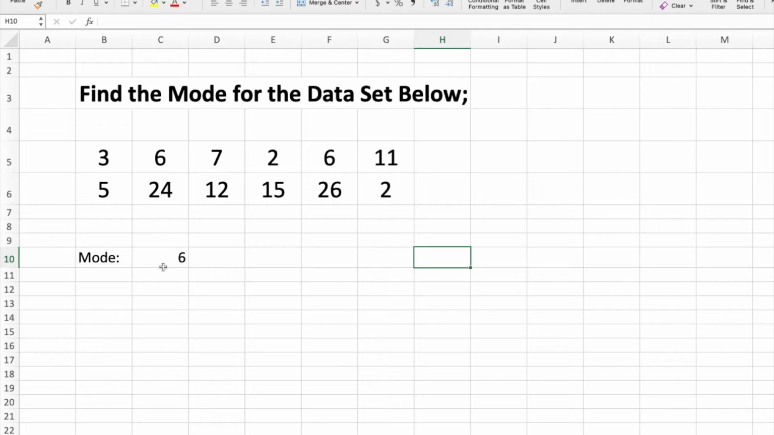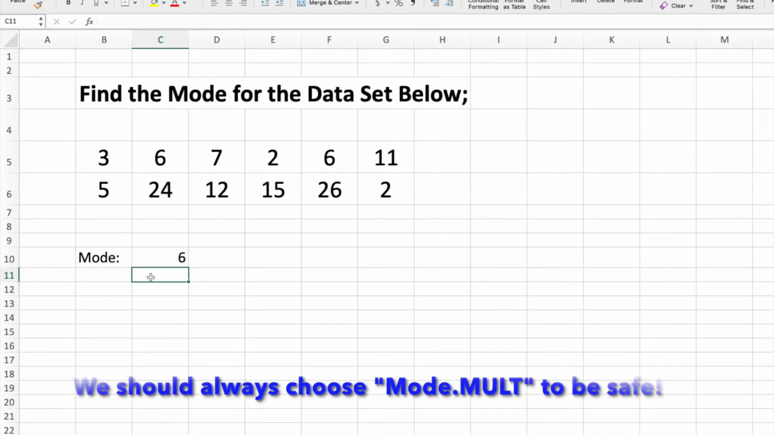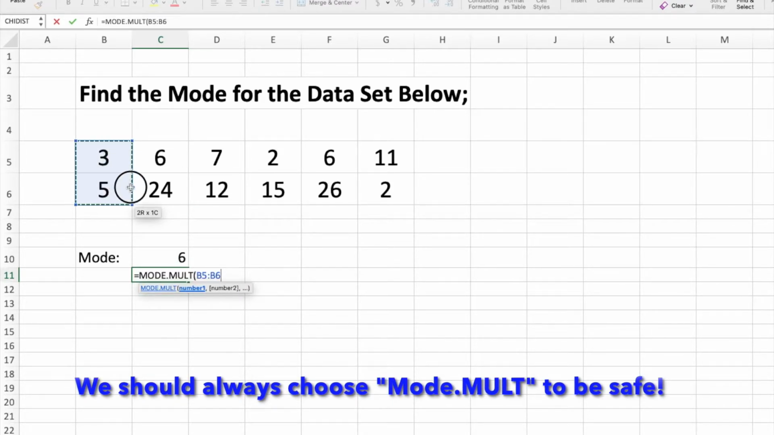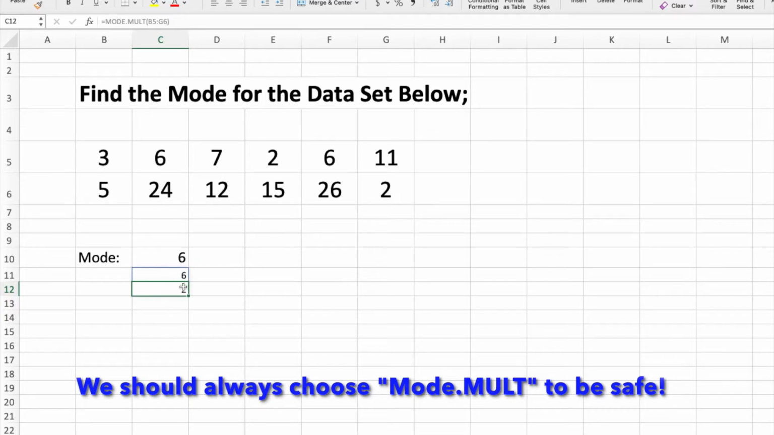There is a problem. If we use the mode just like that, it doesn't give us what we're supposed to get. We're supposed to get 2 modes. So I'm going to press equal and MOD. There is a single mode, and there is a multi-mode. So if I click on multi-mode, let's take a look at what happened. Hold, release, and of course close the parentheses, enter. 6 and 2, both modes are coming down here. Remember, it's coming in a column.